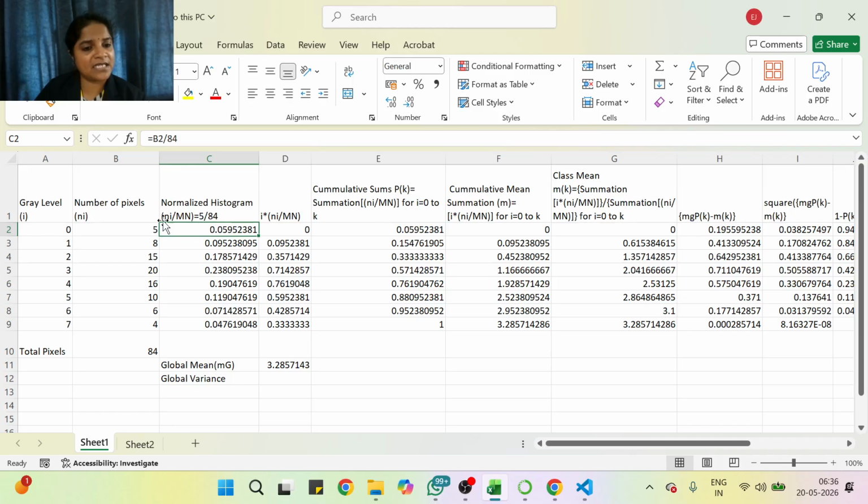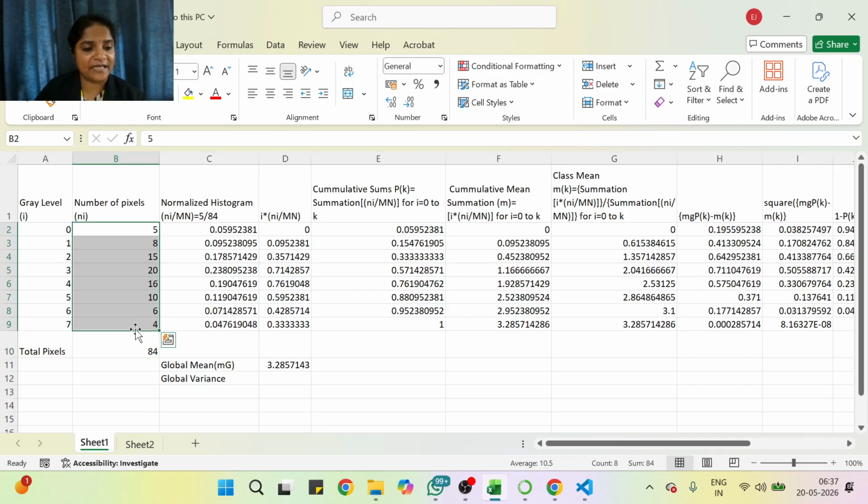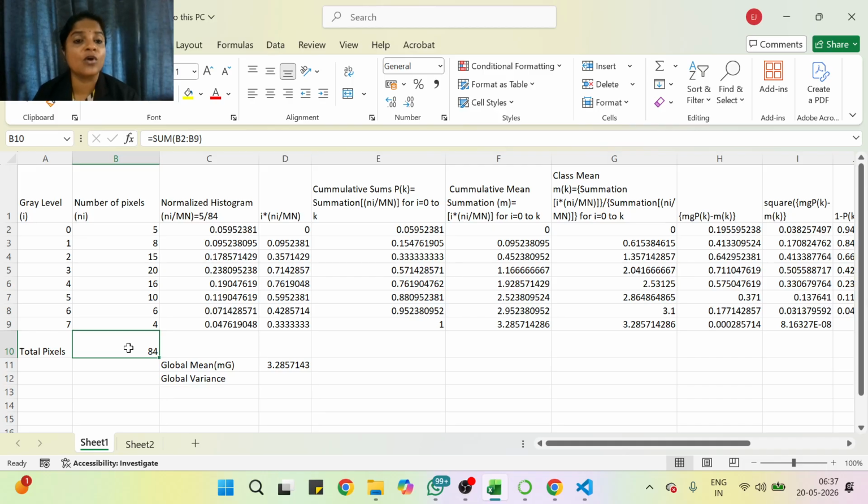How do you calculate the normalized histogram? Ni divided by MN, so we should find out MN. MN is the total number of pixels. Here, I have simply added all these pixels, which gives me the total pixels as 84. If in the question they give you M and N values, then you have to go for those values. M is the number of rows and N is the number of columns. If those values are given to you, you use them to calculate the total number of pixels and use that to normalize your histogram.